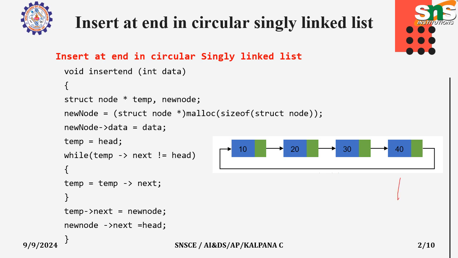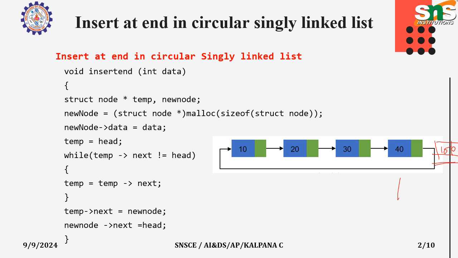I'm going to insert a new node. This is my new node, and my data is 100 here. I'm going to insert this new node after this 40. That 40 is the last node, so I'm going to insert after this 40. This becomes my 100 node, and this becomes my last node.